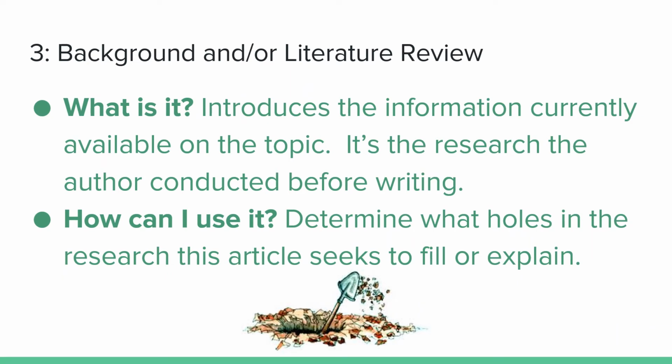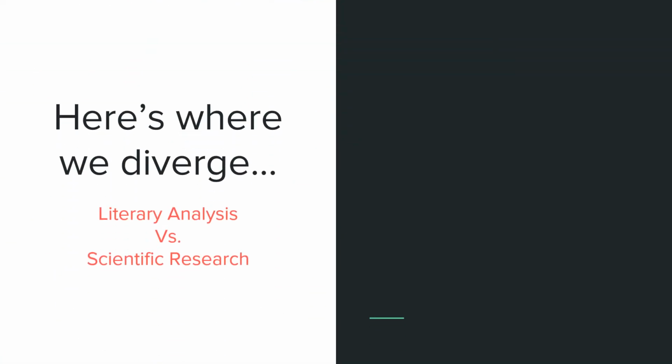Depending on the type of article that you're looking at, you're going to see either a section called background or a section called literature review. This is introducing the information that is currently available on the topic. It's providing context for this particular article, and it's any research that the author conducted or read before adding their own voice to the conversation. This can be used to determine if there's any holes in the research that this article is seeking to fill in. What gaps exist and how is this article going to fill that gap?